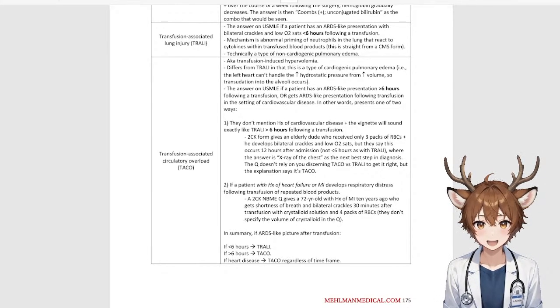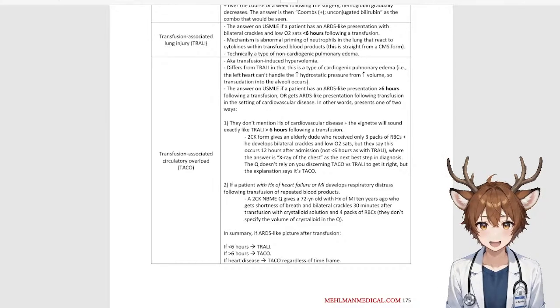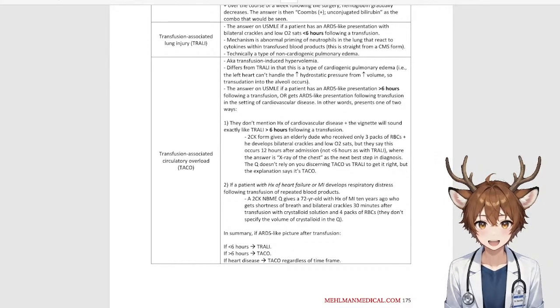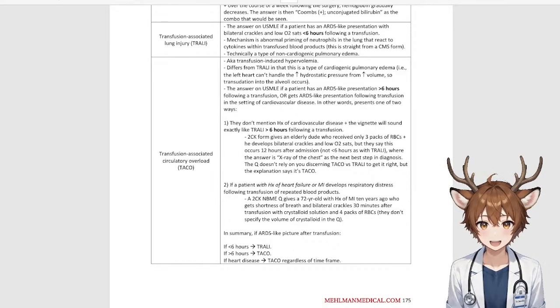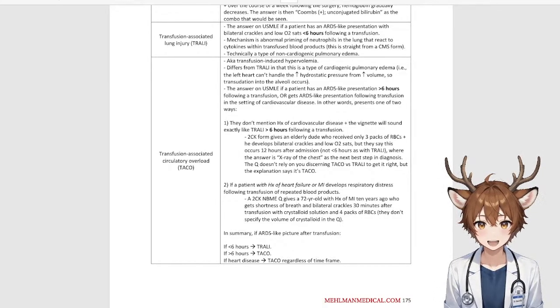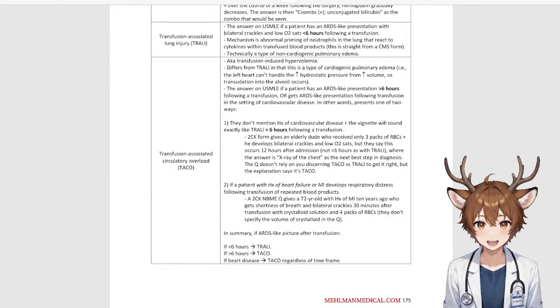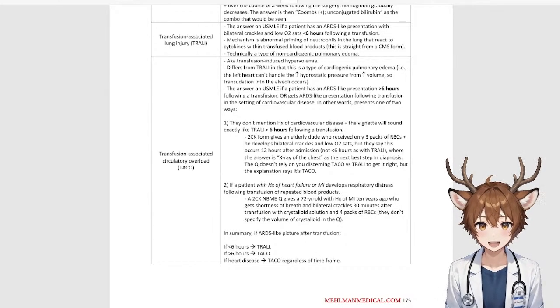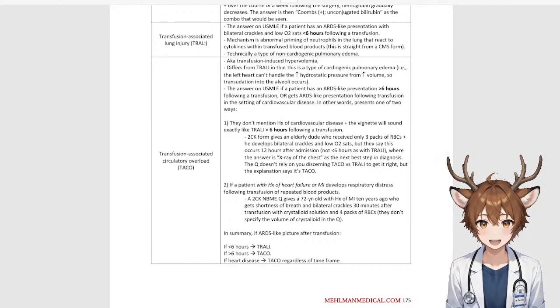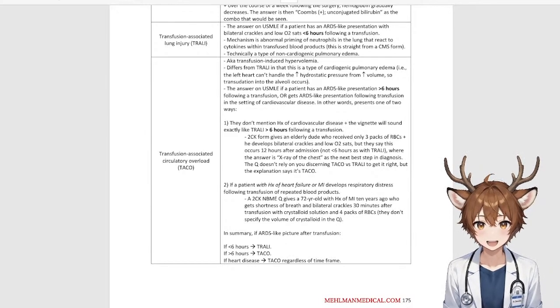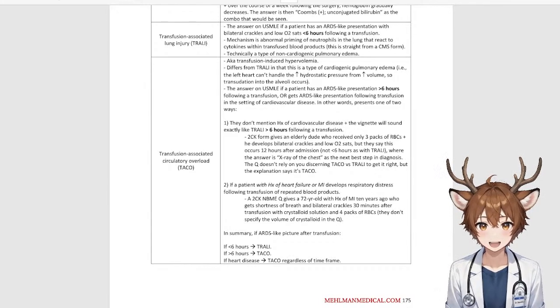A 2CK form gives an elderly dude who received only 3 packs of RBCs plus he develops bilateral crackles and low O2 saturation, but they say this occurs 12 hours after admission, not less than 6 hours as with TRALI, where the answer is X-ray of the chest as the next best step in the diagnosis. The question doesn't rely on you discerning TACO versus TRALI to get it right, but the explanation says it's TACO.